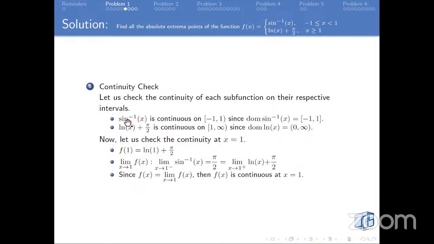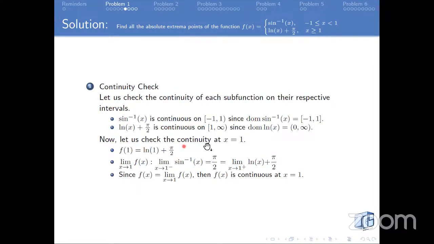So the inverse sine of x is continuous on the interval -1 to 1, 1 excluded, since the domain of inverse sine of x is the closed interval -1 to 1. And also, ln of x plus pi half is continuous on the interval 1 to infinity, 1 included, since the domain of ln of x is from 0 to infinity, 0 not included.